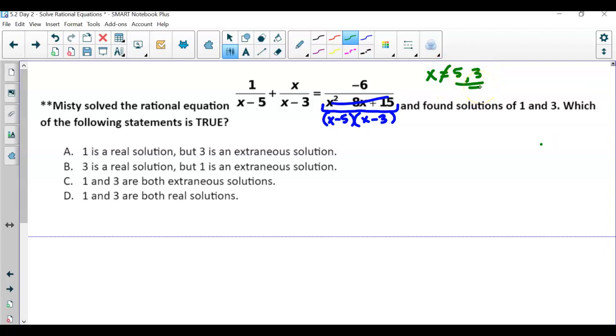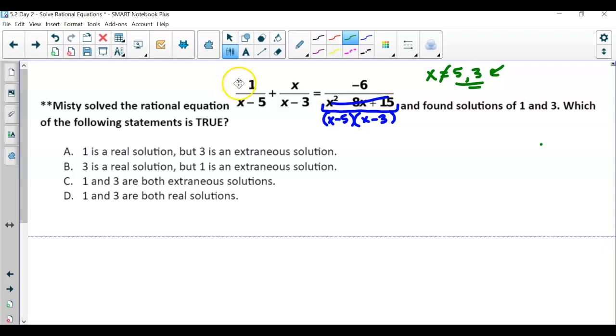Now I'm going to continue solving this problem, because it said that Misty solved this and found the solutions of 1 and 3, but which are true. Now we're already saying that 3 cannot be a solution because this would make this undefined. But let's double check and make sure that you get 1 and 3 here, like what Misty did, so that we can agree that 1 could be a solution, but 3 is our extraneous.